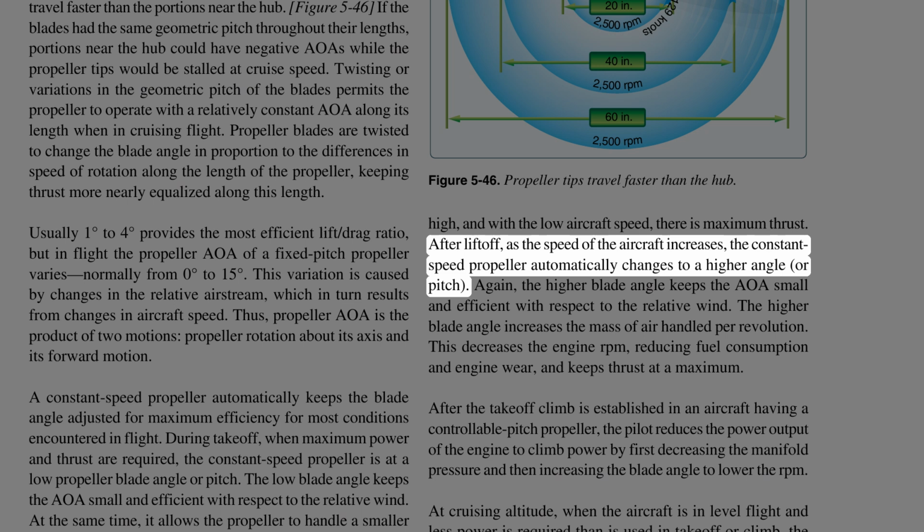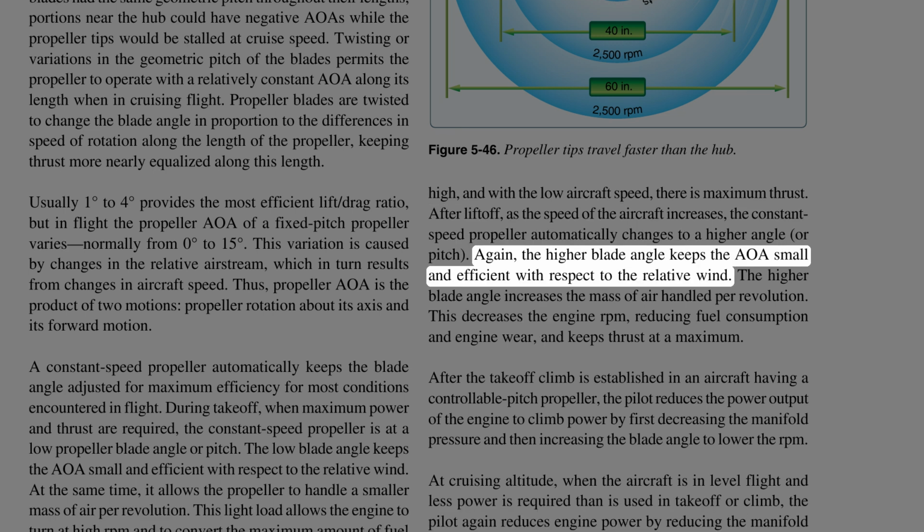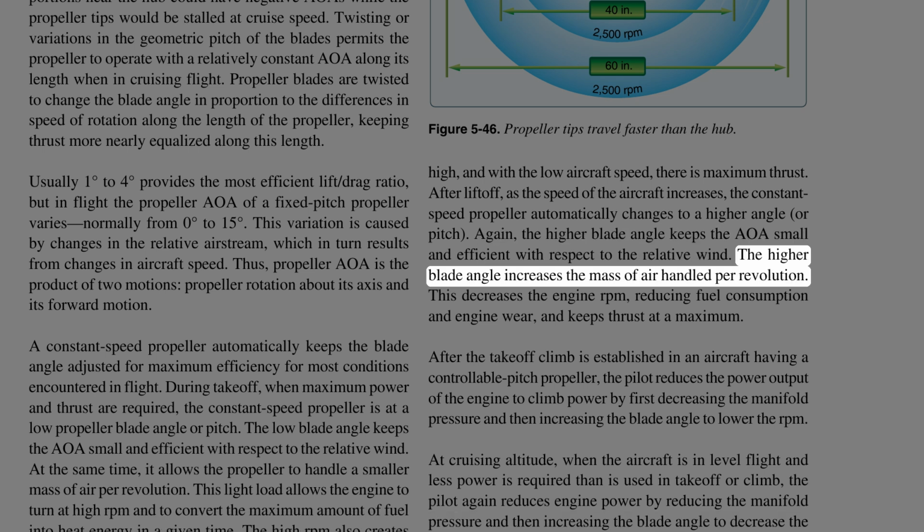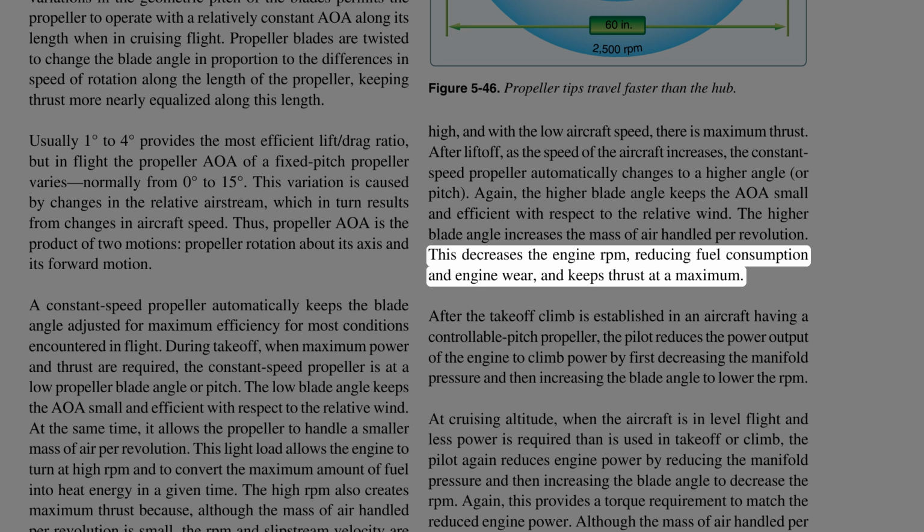After liftoff, as the speed of the aircraft increases, the constant speed propeller automatically changes to a higher angle, or pitch. Again, the higher blade angle keeps the AOA small and efficient with respect to the relative wind. The higher blade angle increases the mass of air handled per revolution. This decreases the engine RPM, reducing fuel consumption and engine wear, and keeps thrust at a maximum.